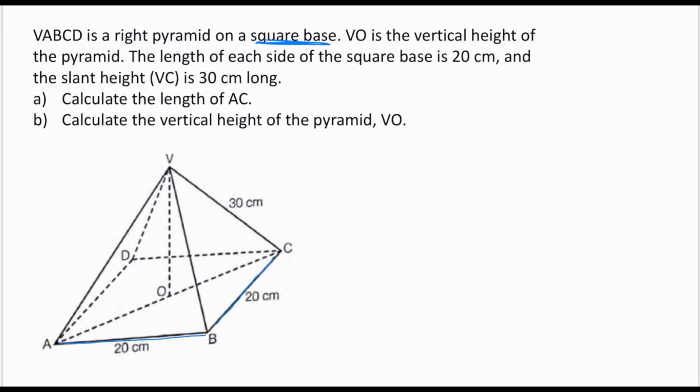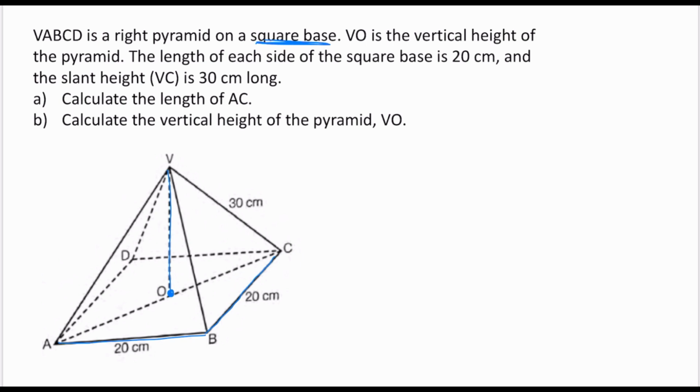So I know it's going to be a square base because it has four sides and those two are the same. But let's say that they did not tell you that each one of those sides were 20. You still know by knowing one side that all of them have to be the same because it is a square base. VO is the vertical height of the pyramid, which means O has to be the center of that square base. The length of each side of the square is 20 centimeters.